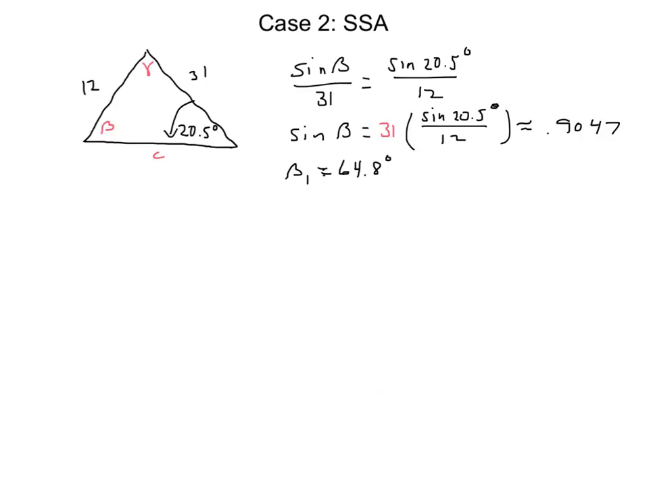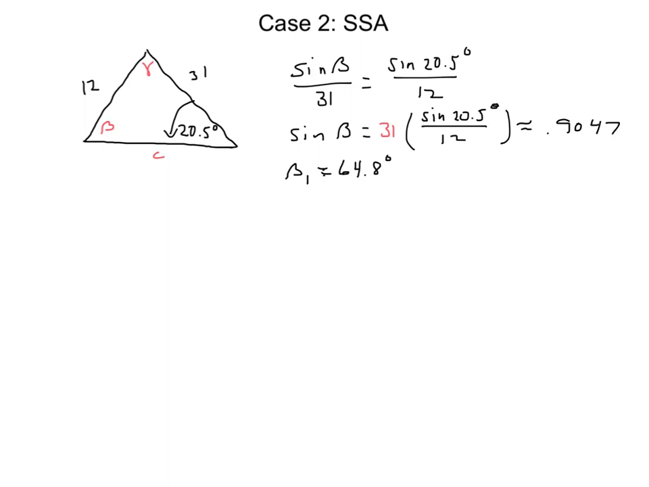Now let's take a look at another case with this. In this situation, it's a side-side-angle case. I have this triangle over here. I'm told this side is 12, that side is 31, and this angle is 20.5 degrees. And I want to find gamma, beta, and C.